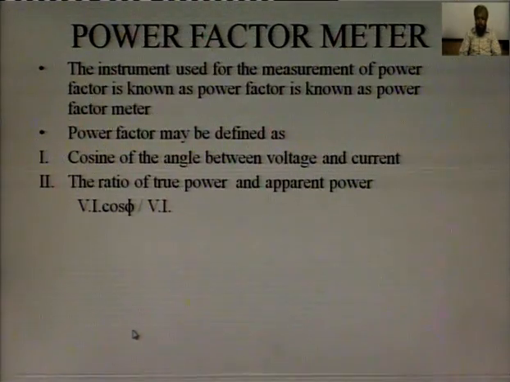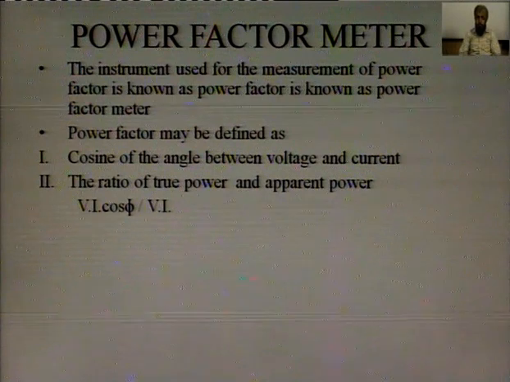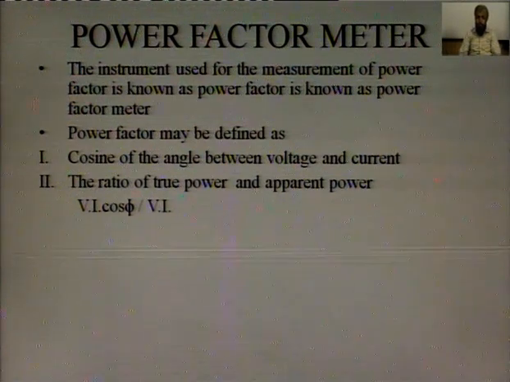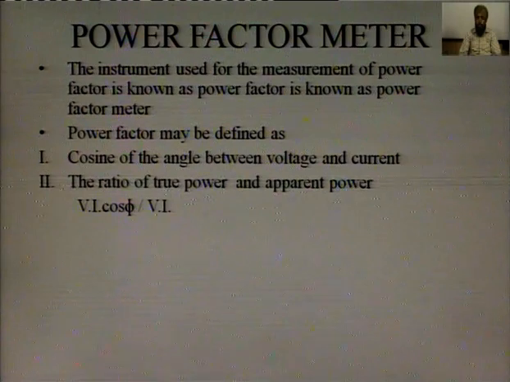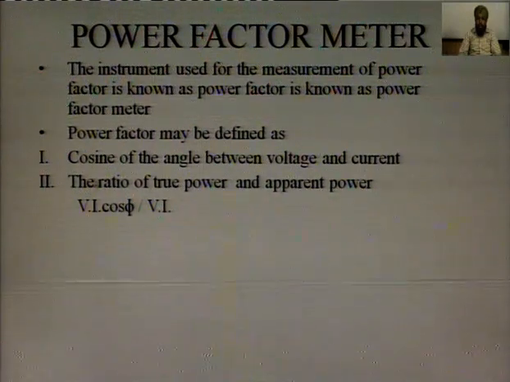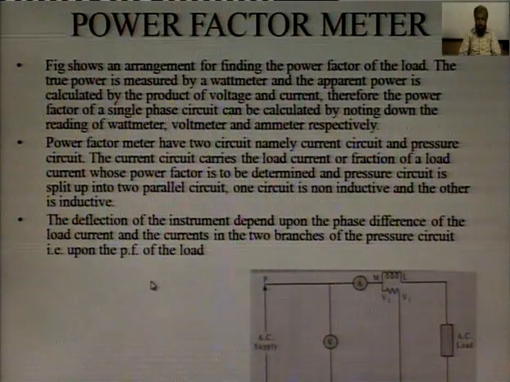Next is power factor meter. The instrument used for the measurement of power factor is known as power factor meter. Power factor may be defined as the cosine of the angle between voltage and current. Also, power factor may be defined as the ratio of true power, that is VI cos phi, and apparent power, that is VI. So the ratio of true power and apparent power is also known as power factor.